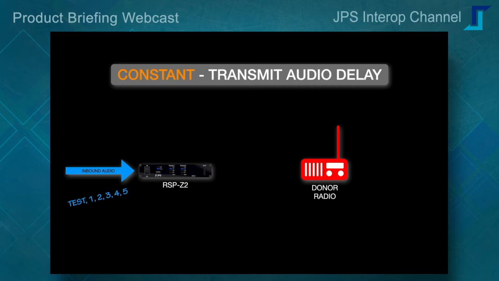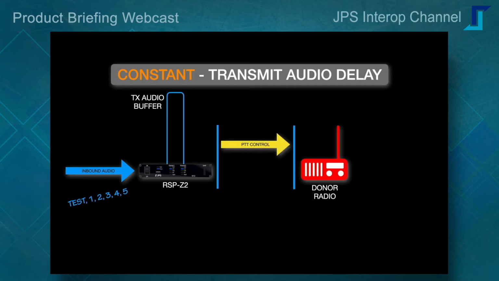And once the information enters the RSP-Z2, we're going to go ahead and send a PTT control signal to the donor radio, keying that radio, allowing that radio to do its job, set up its algorithms. If it's scrambling, it's going to take time. It has to connect to a geostationary satellite and a downlink. We're going to give it time to do that. But in the meantime, we're going to buffer the transmit audio within the RSP-Z2.